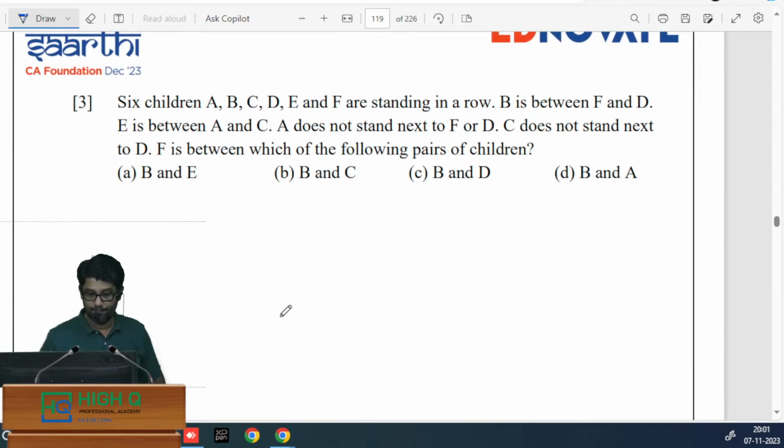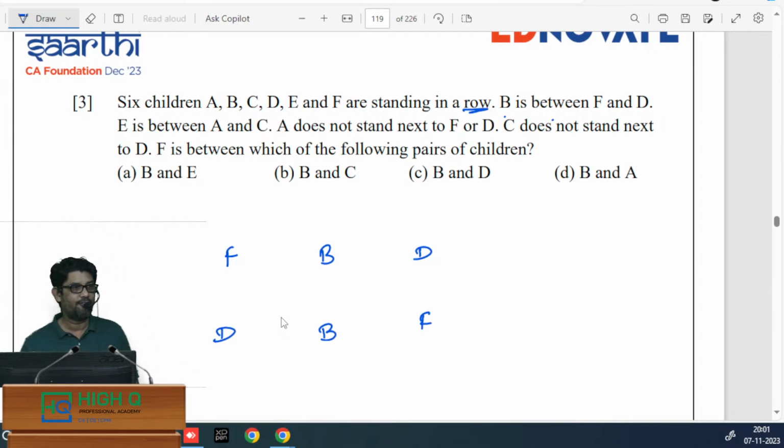Next. 6 children. Should I attend or not? Yes, let us attend. A, B, C, D, E and F are standing in a row. What is this? Linear arrangement. B is between F and D. Look at this. This one is a little challenging, my dear. B is between F and D. Now, some people will come and claim, sir, I can write like this also, sir.